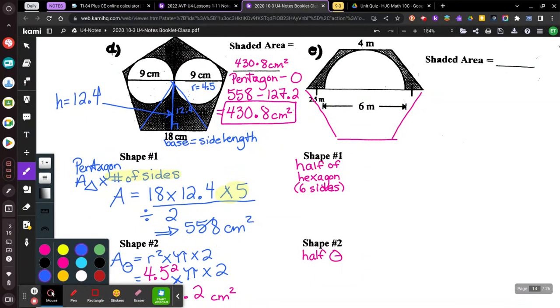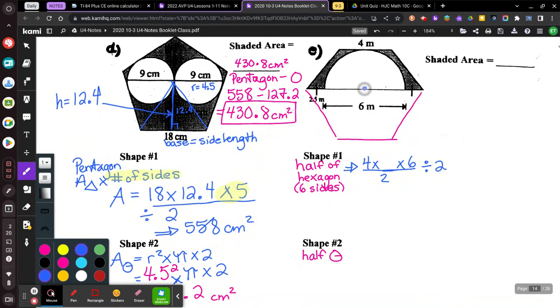So we're going to have base 4 times height. We've got to find height. Times how many sides? 6 sides. Divide by 2. And then we're going to cut that in half even more. So instead of dividing by 2, could I divide by 4? Yes, you could. So divide by 2 and then the whole thing divide by 2. Okay. Now what's my height? That's what we've got to figure out.